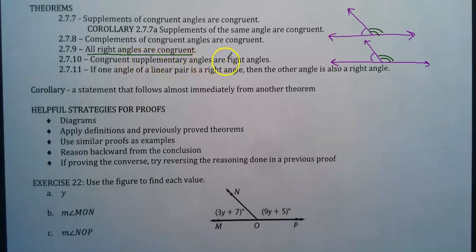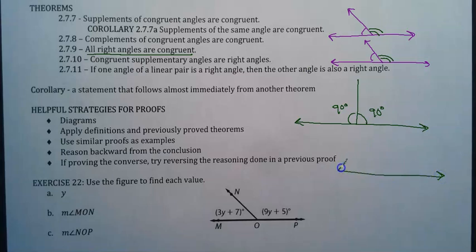Congruent supplementary angles are right angles. So if we have congruent supplementary angles, and we say this one's congruent to this one, we can say this is 90, and this is 90. If one angle of a linear pair is a right angle, then the other is also a right angle. So we've got this linear pair. If I say this one is 90, then that means this one is 90. It's just not labeled. But that's the theorem that's telling you that.